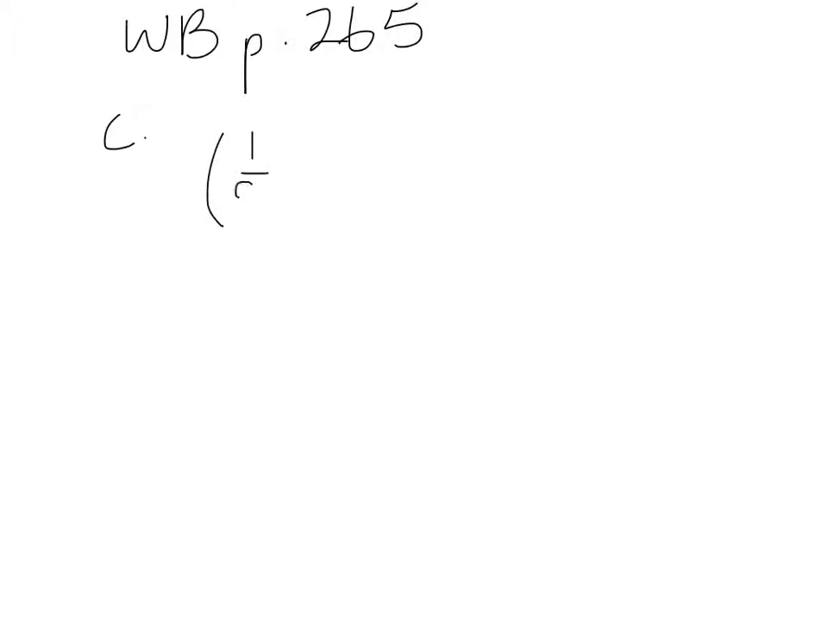Okay, the next kind of example is from the workbook, page 265. So the example we did before, the variable was the base. This example is with the variable as the exponent. It's still an equation though. The objective is still to get x by itself. The way we do this is by rewriting both sides of the equation with the same base.